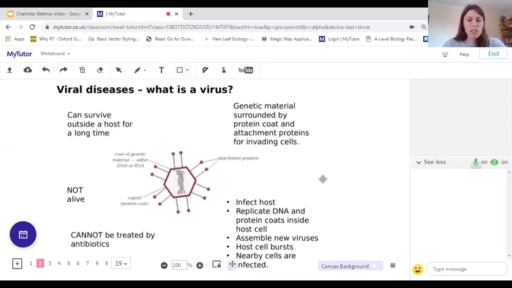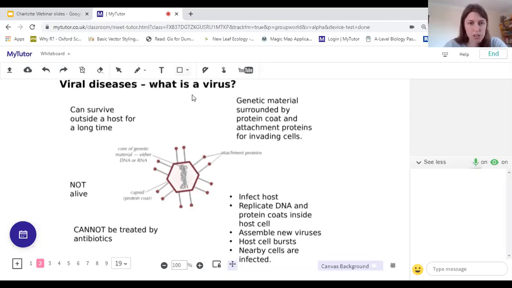Okay, so what is a virus? This is actually quite a difficult question to answer because viruses are slightly strange organisms. They're not alive. They can't be treated by antibiotics. They can survive outside a host for a long time. Essentially, they're genetic material surrounded by a protein coat and attachment proteins for invading cells.